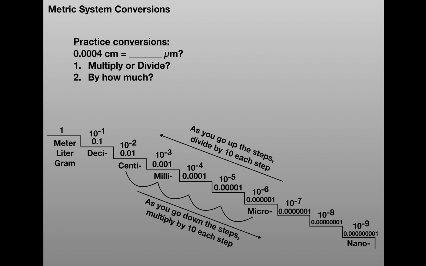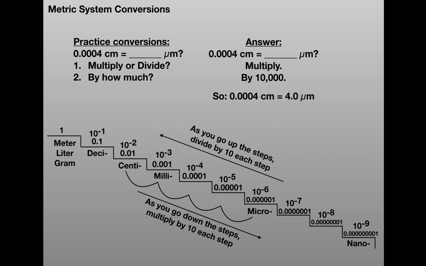From the diagram, you see that you are moving to a smaller unit. You're also moving 1, 2, 3, 4 steps. So to do this, you need to take 0.0004 and multiply it by 10,000. Your answer should be 4 micrometers.